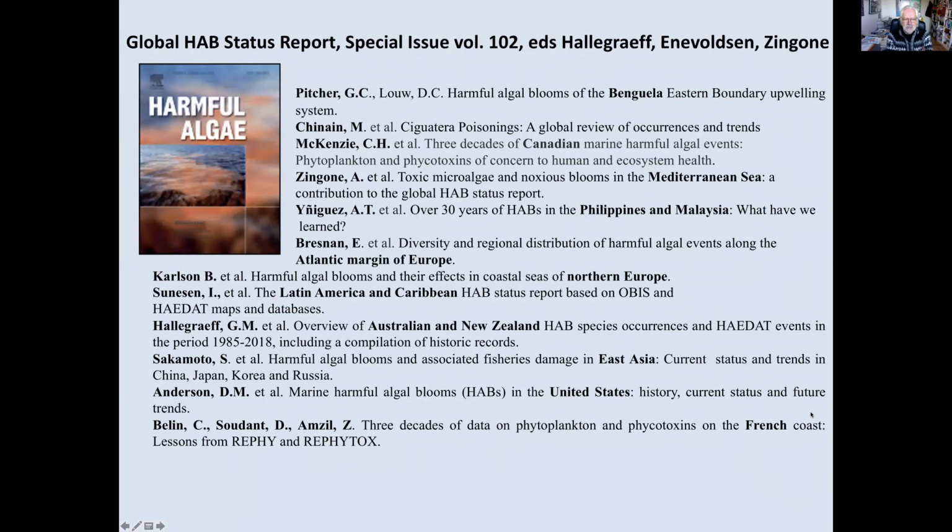The first approach that we took was to select different experts in different regions of the world and ask them and their teams to produce an overview of HAB problems in their part of the world in the period 1985 to 2018, where possible supplemented with historic records. These results have been published in a special issue of the journal Harmful Algae, which came out in February of this year.